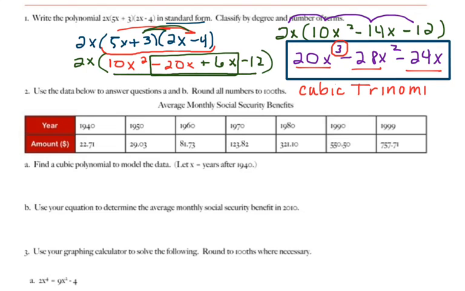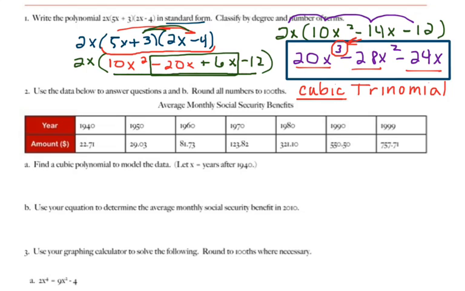Some of the other names we have to know: monomial, 1 term; binomial, 2; trinomial, 3. After 3 terms, it becomes a polynomial. The by degree part: linear if it's first degree, quadratic if it's degree 2, cubic, quartic if it's degree 4, and quintic if it's degree 5.